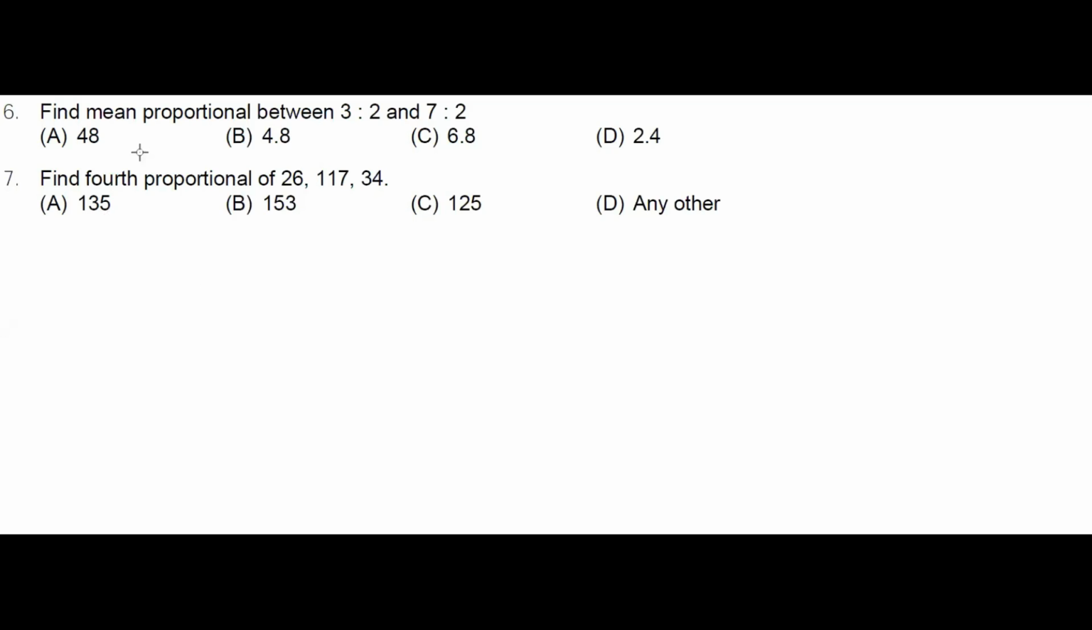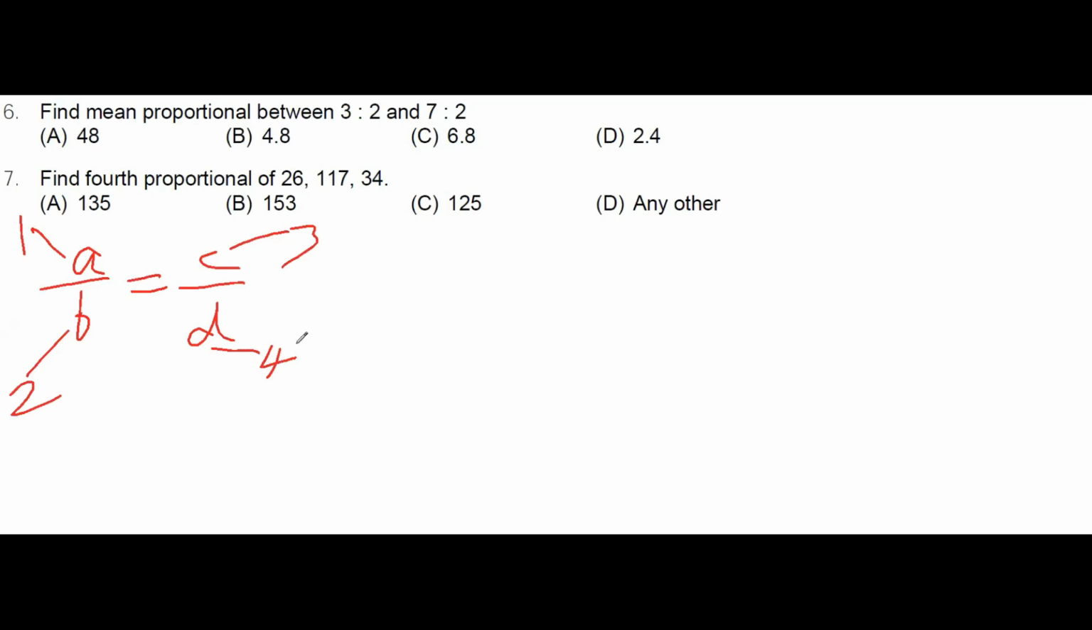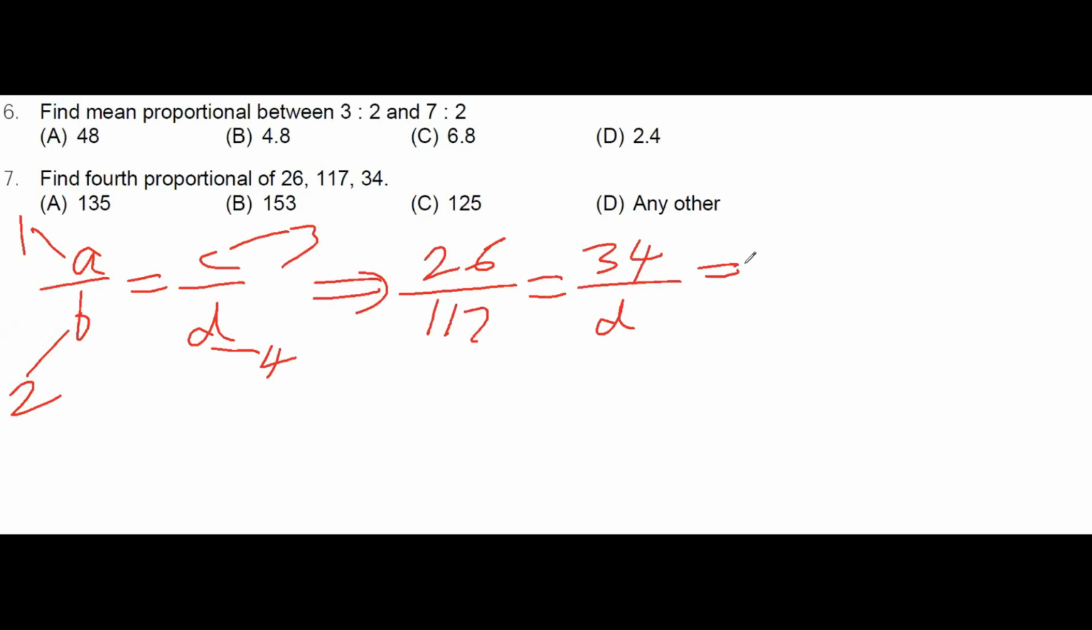Now find fourth proportional of 26, 117, 34. So fourth proportional is what? If you have A by B is equal to C by D, this is called first term, this is called second term, this is called third term, and this is called fourth term or fourth proportional. So out of this, A, B, C are already given to you, that is 26 upon 117 is equal to 34 upon this D. This you need to find. So cross multiply. D will be 34 into 117 divided by 26.